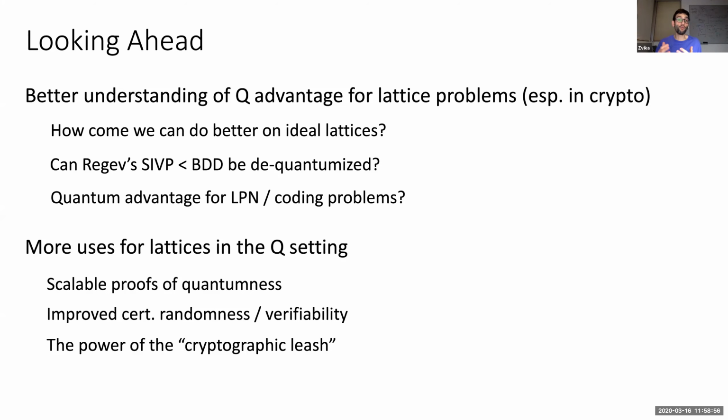You can think about improvements for the certifiable randomness and verifiability protocols that I did not talk about, and better understanding of the power of this cryptographic leash. This is still a new technique, and we essentially have just one example of how to use it, given lattice cryptography. It's important to understand whether we can use it in other places or find other instantiations for this type of technique.